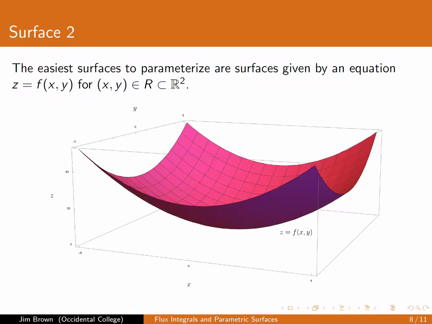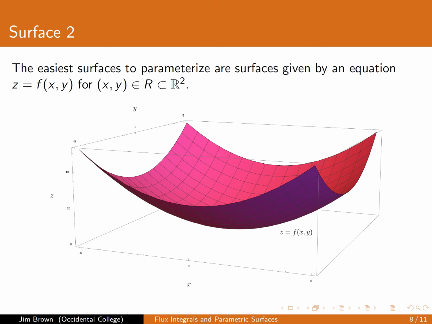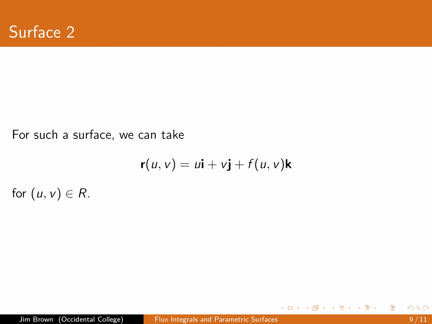So a surface that will come up often and is very easy to parameterize is if we just have the surface given by z is equal to f of x,y. So we saw this in curves as well. If you had y is equal to f of x, that was a particularly simple curve to parameterize. And same thing here if we have some surface z is equal to f of x,y. In this case, the parameterization we can give is just u i plus v j plus f of u,v k for u and v in R, and that R was whatever our region for our surface was. So those ones are always very easy to parameterize, so we love it when we get those surfaces to work with.